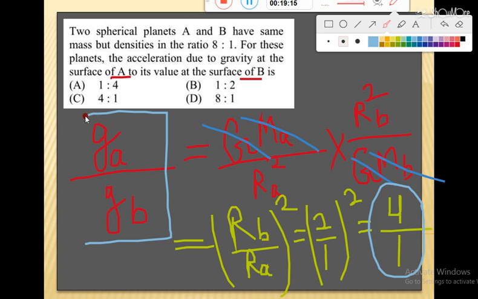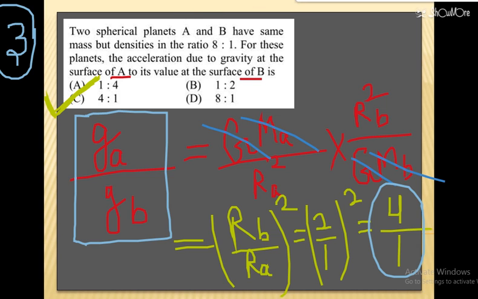I hope you have understood the concept. If any problem is there, you are not getting the concept, then you can discuss with me or with sir. This is question number 3, and the final answer for this question is option C. 4:1 will be the answer for the third question. I am giving 1 minute. You can note down the solution in your notebooks. If any problem is there, then you can discuss with me.